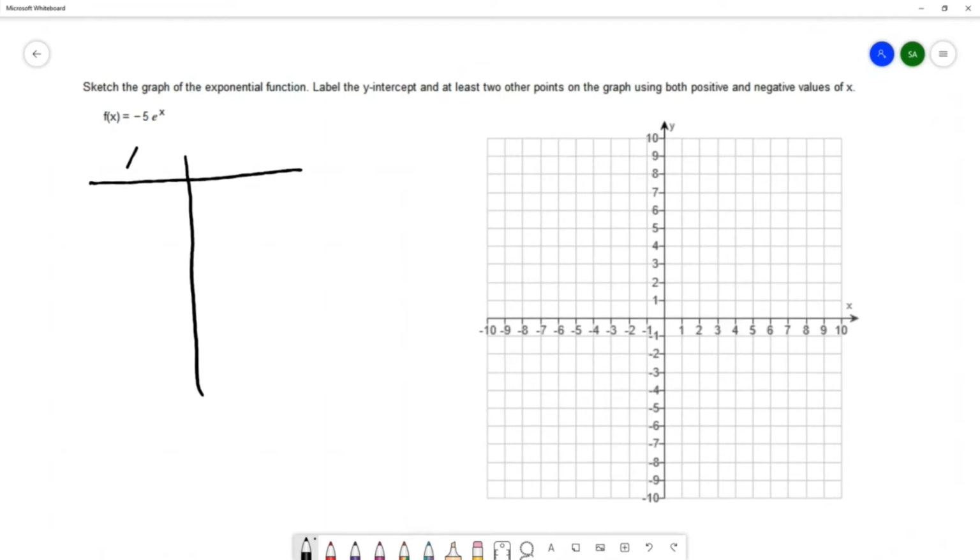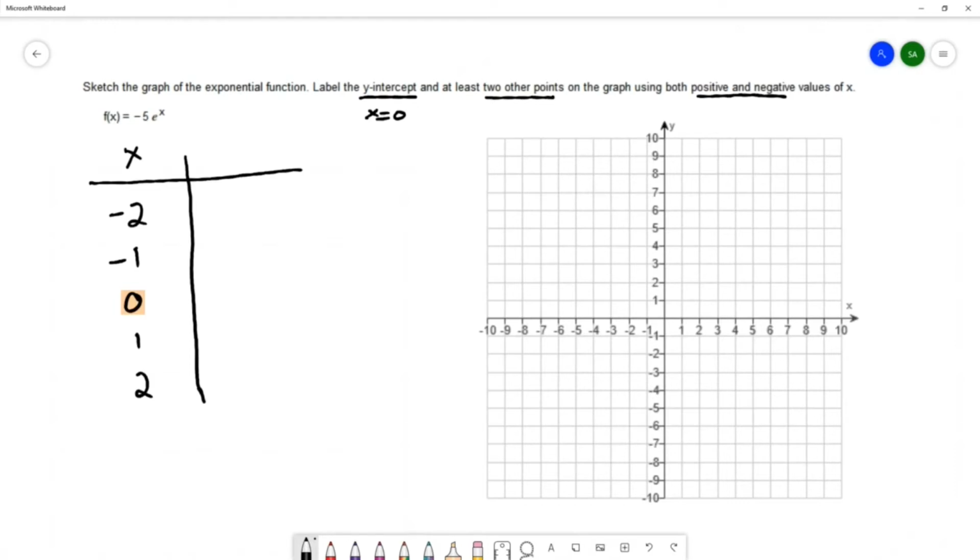I'm going to choose some values of x, and I'm going to go with my standard set of x's. That's -2, -1, 0, 1, and 2. And this satisfies what's being described here. We want to find a y-intercept. That's when x is equal to 0, so we are substituting an x value of 0. And then we want to find at least two other points using both positive and negative x values. So you can see we have more than that with 5 points with positive and negative x values.